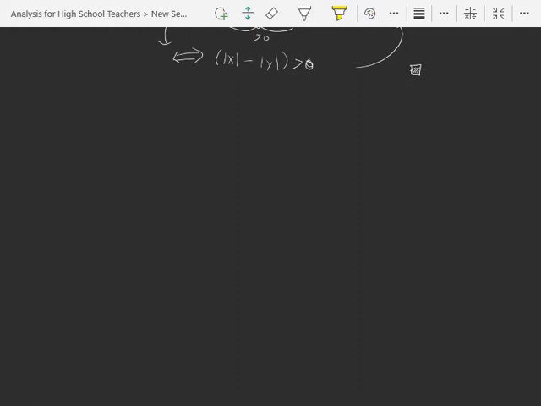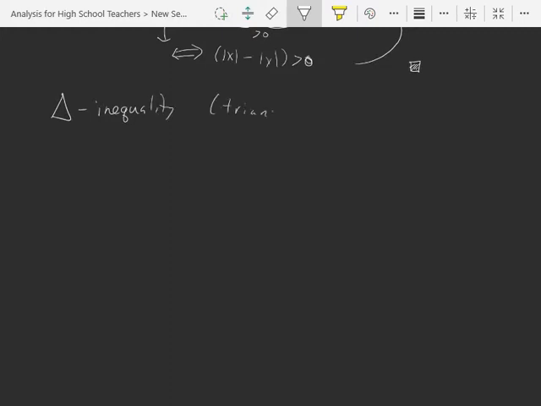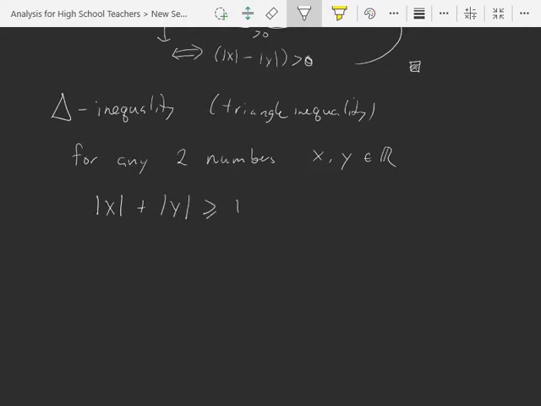Okay, now let's go with the triangle inequality. Okay, this is easy to state. The triangle inequality states for any two numbers, x and y, that are real, the absolute value of x plus the absolute value of y is bigger than or equal to the absolute value of x plus y.